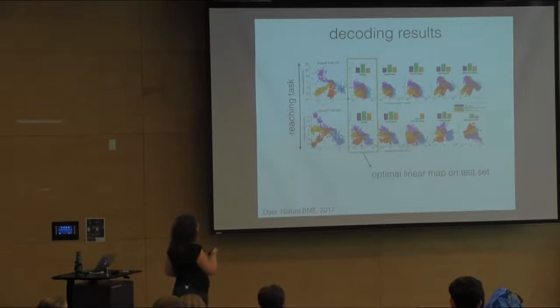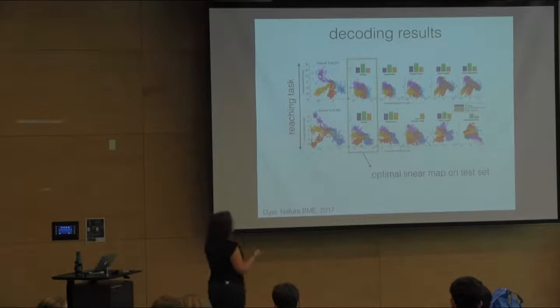So the oracle is the upper bound. The supervised decoder is a little bit worse in this case because it has less knowledge, but it still knows the correspondence between movements and neural activity. And then we also compare against a Kalman filter, which uses additional information about dynamics. And then these two results here are for DAD.